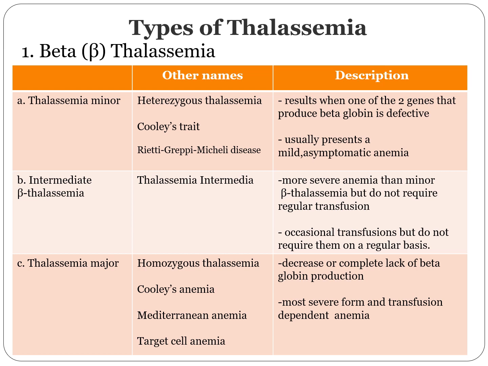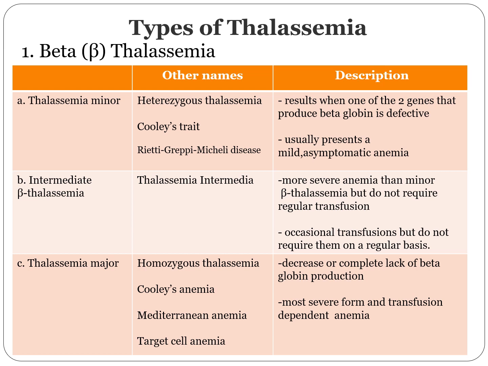Okay? Next would be the intermediate or thalassemia intermedia. Okay, so anong meron sa thalassemia intermedia? The hemoglobin is 7 grams per deciliter. Okay. 7 grams per deciliter, occasional transfusion but do not require them on a regular basis.